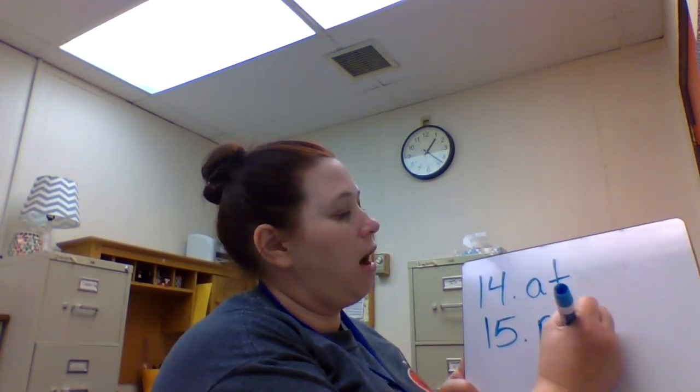Next, we're going to practice spelling. On number 14, I'm going to give you a word and I want you to sound it out and spell it. The first word is at. We just talked about this word. At. You hear the two sounds. It shows you on the line. It's two letters. A-T. Number 15 is nat. N-A-T.